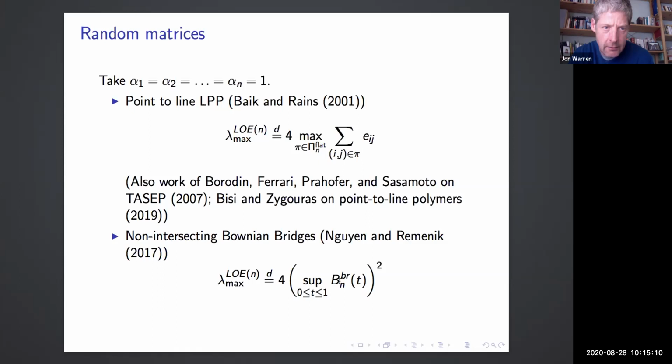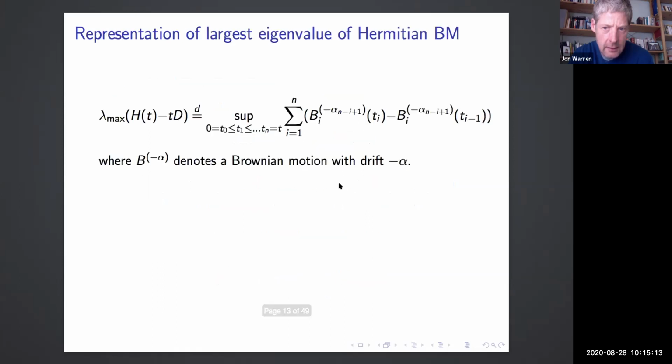Right, so next slide. This is a representation of this largest eigenvalue that we're interested in, which is going to be important to us. It's quite surprising, right, that this largest eigenvalue as a function of t is not a Markov process, because it's only part of an n-dimensional Markov process.